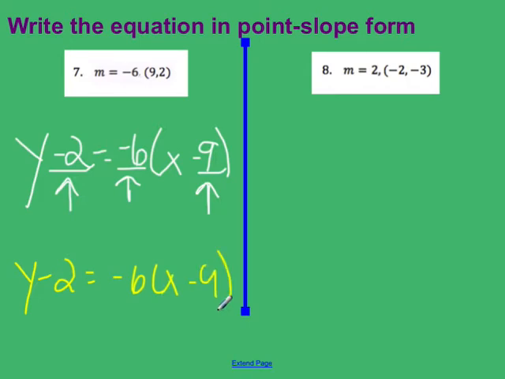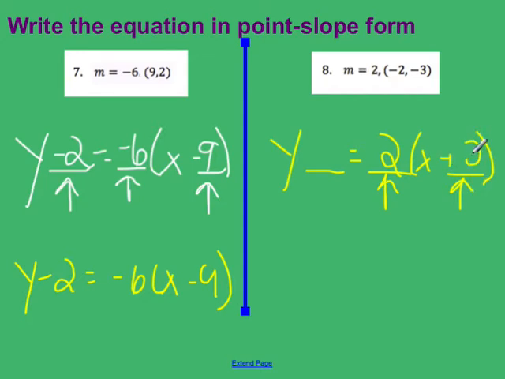Okay, let's take a look at number 8. Number 8 is going to be kind of the same thing. So I'm going to set up my puzzle. Then I'm going to do my slope here. Then here, the opposite of my x-coordinate. Well, here I have a -2. So when I plug it in, the opposite of the x-coordinate is going to be +2. Here, the opposite of the y-coordinate is going to be +3. So then I get y plus 3 is equal to 2 times x plus 2. And that's point-slope form right there. Okay, all you have to do is plug it into the pieces.